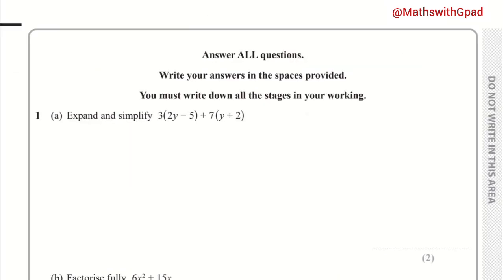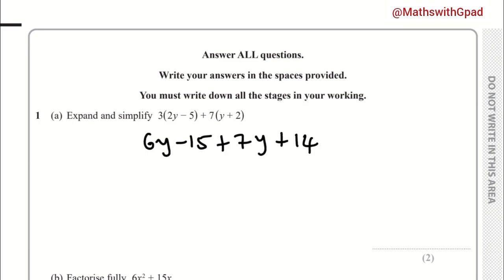Question 1 says, expand and simplify 3 bracket 2y minus 5 close bracket plus 7 into bracket y plus 2. Now let's expand this and then we simplify. 3 times 2y, that's going to be 6y. 3 times negative 5 is negative 15. 7 times y is plus 7y, and 7 times plus 2 is plus 14.